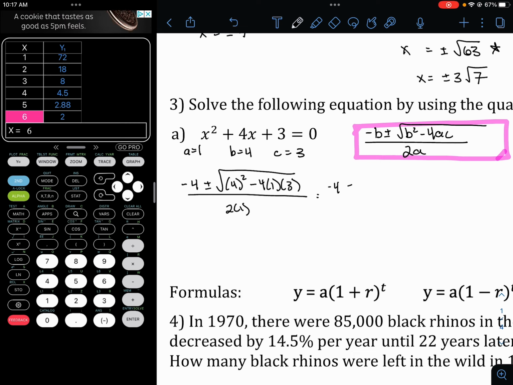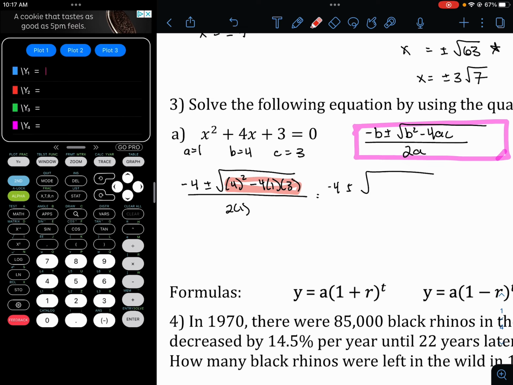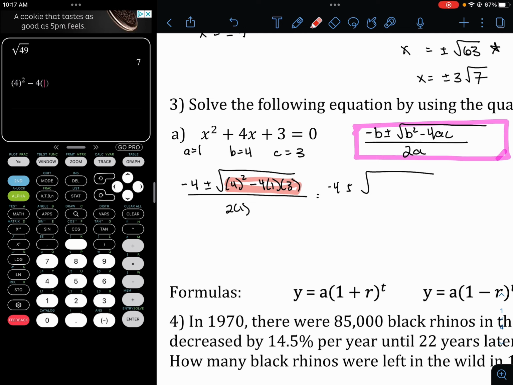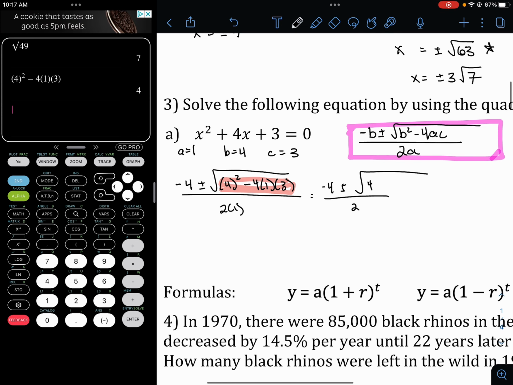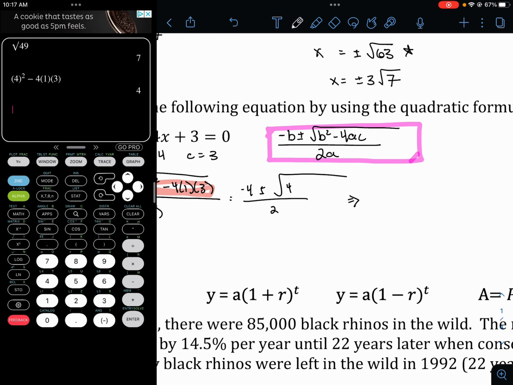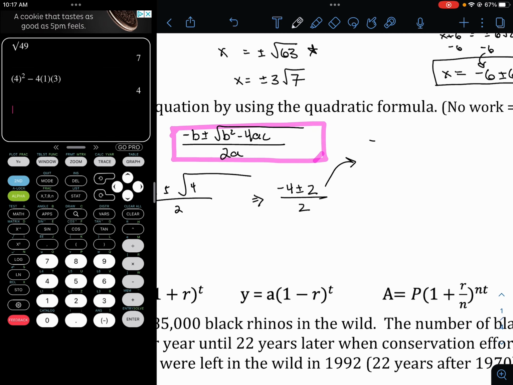And that's going to be negative 4 plus or minus square root. Remember, this entire thing you want to put into the calculator without the square root. So without the square root, we're looking at 4 squared minus 4 times 1 times 3. And that's going to be, what do you know, a 4. Okay, so all over 2. Now, if that reduces, you want to keep going. So we have negative 4 plus or minus square root of 4 is 2, all over 2. And we can keep going from there. We have negative 4 plus 2 over 2. And we have negative 4 minus 2 over 2.